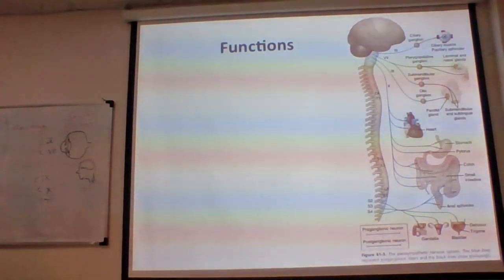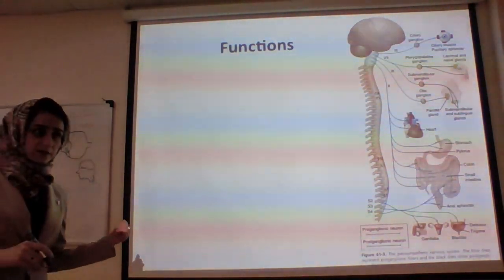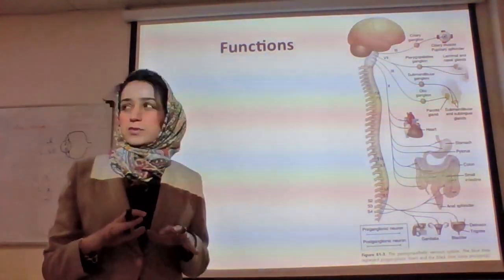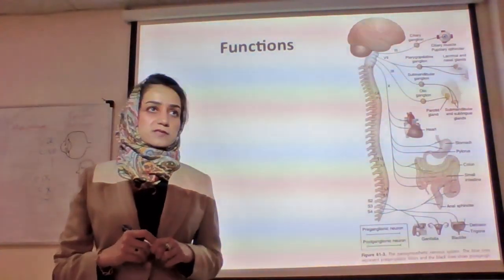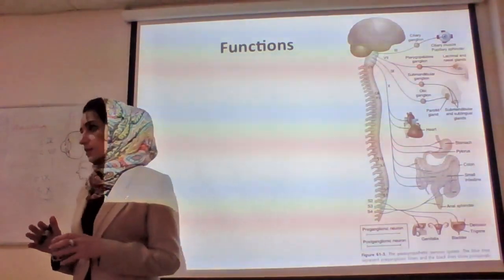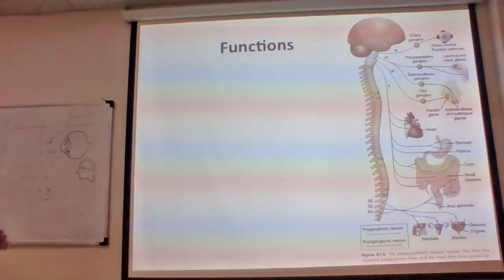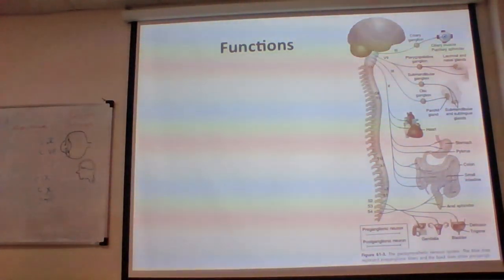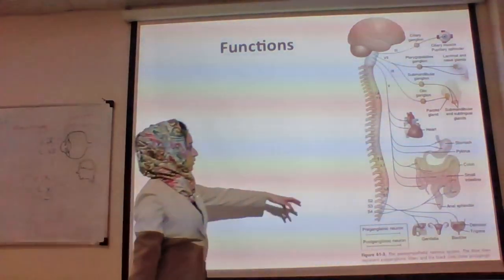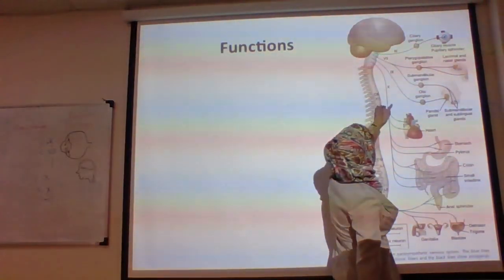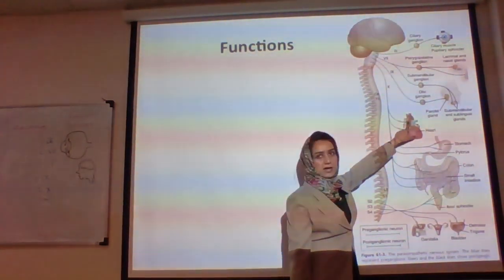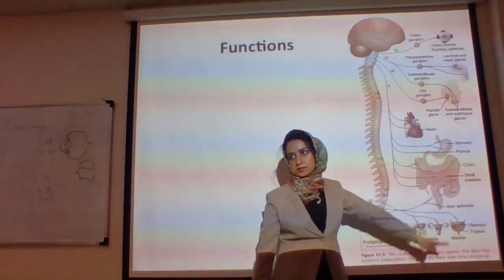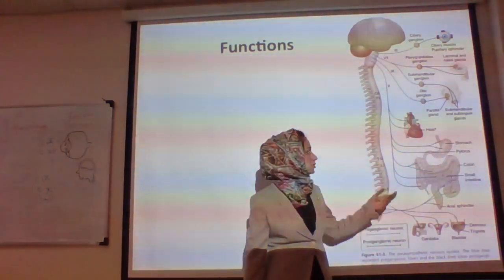About 75% of the parasympathetic is vagal nerve. So vagal nerve is the most important parasympathetic nerve. This is the vagus nerve, the tenth cranial nerve. It supplies the heart, and the aortic arch that contains baroreceptors and is important for blood pressure regulation.